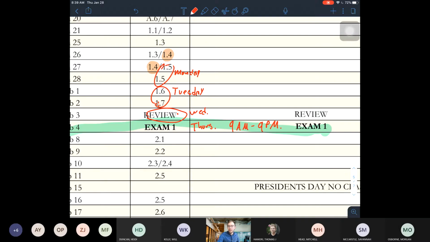Okay, so Savannah asked, I'm a little confused. Do we need to print off the exam, or is it digitally downloaded and done online? You don't need to print off the exam. I will post a PDF of the exam to Blackboard, okay? And it will become available at 9 a.m. on Thursday. So at 9 a.m. on Thursday, you'll go to Blackboard, you'll click on assignments, and you'll see exam 1.